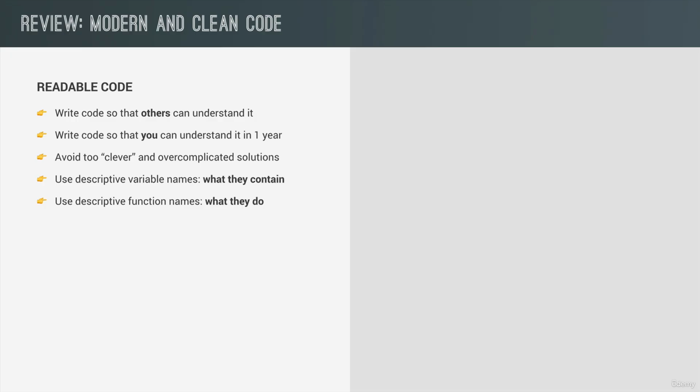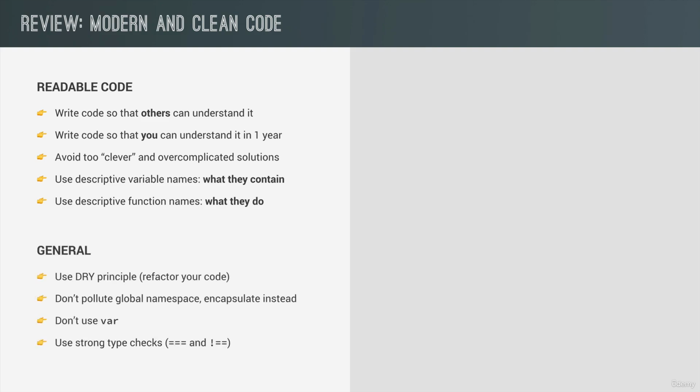Next, there are some more general rules that you should follow in order to write modern and clean code, which are to use the DRY principle, so don't repeat yourself, which means that you should essentially refactor your code whenever you can. Also, you should not pollute the global namespace and instead encapsulate your data into functions or classes or modules.